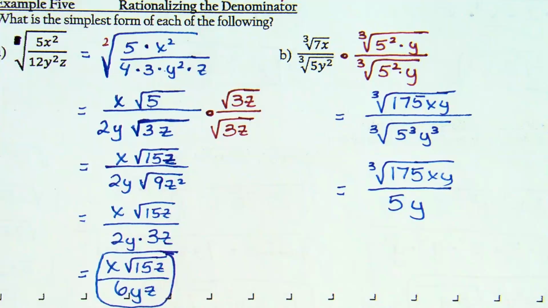Can I simplify anything? Okay. We just checked that cube root doesn't simplify. Can I simplify 175 and 5? No, because one's in a radical, one's out of a radical. So we're done right there.